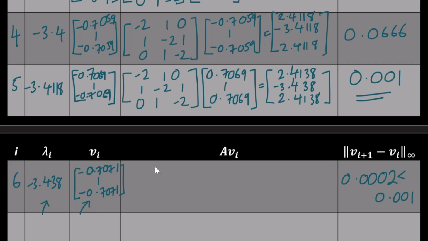So you would always write out your answers as the dominant eigenvalue, and V, or the corresponding eigenvector, is negative 0.7071, 1, and negative 0.7071.